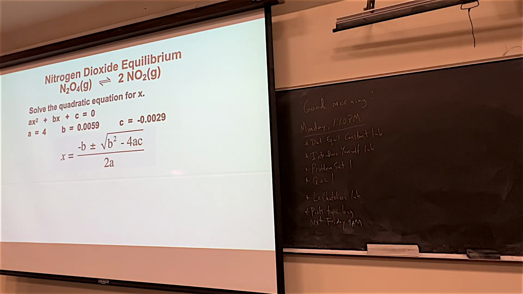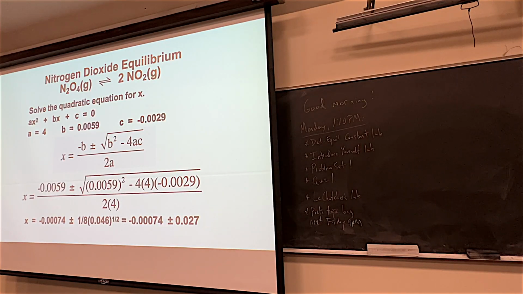So this is the quadratic formula, minus b plus or minus square root b squared minus 4ac over 2a. I say this in my sleep sometimes. I think my teachers were a little more zealous about this when I was taking it. But anyway, the a was 4, so it was 4x squared, b was 0.0059x, and c was minus 0.0029. And you can just literally plug this in. Now, because of the plus or minus, that's why you're going to get two values out for your x, and you should report both of them.